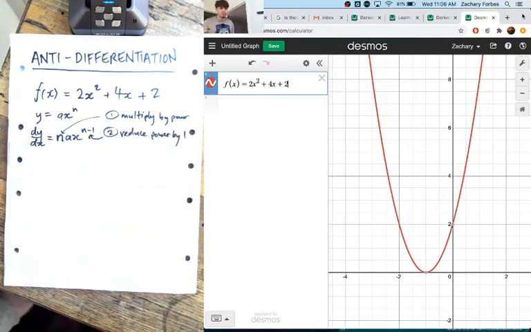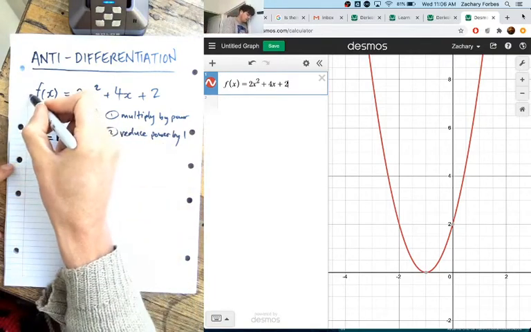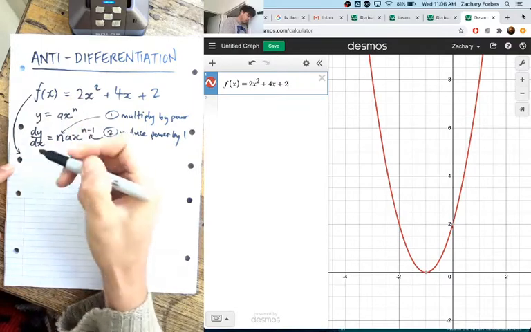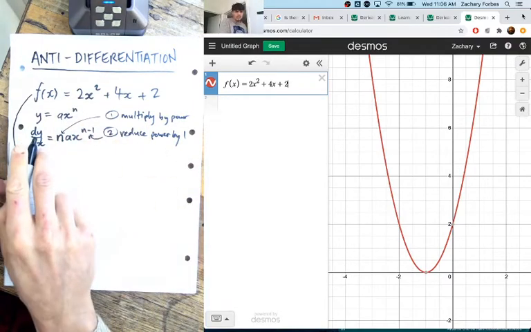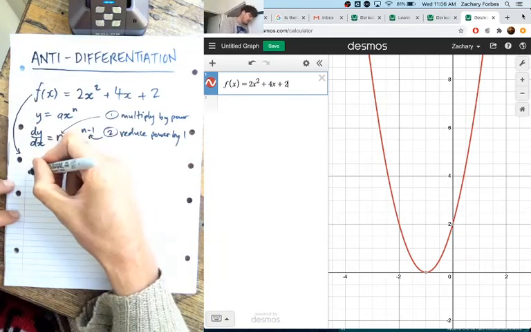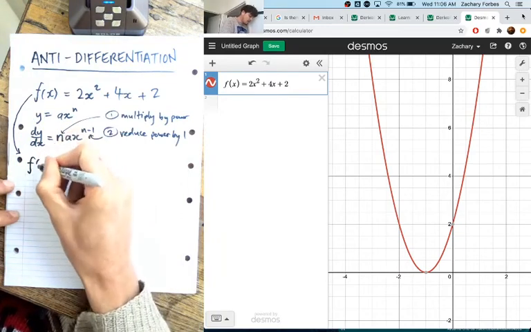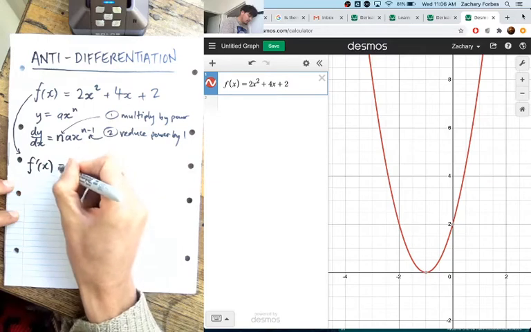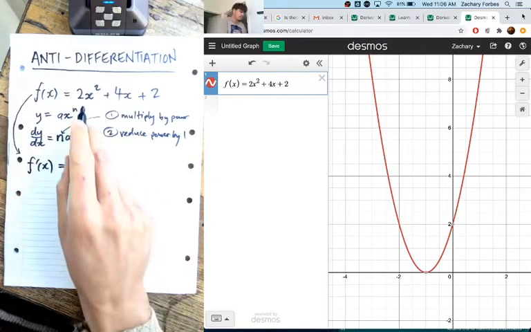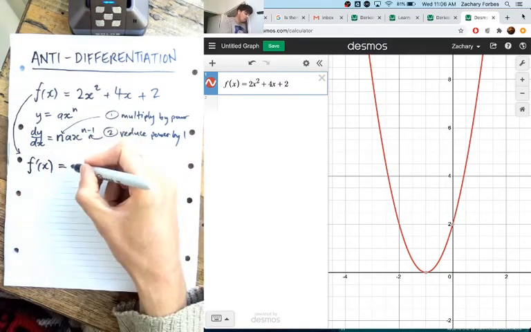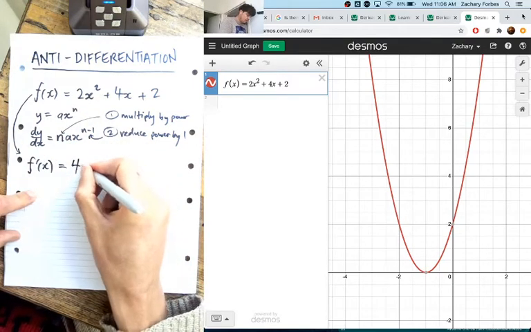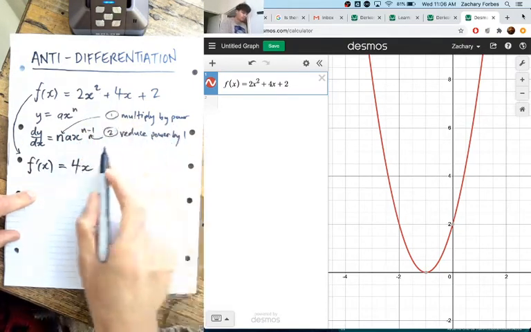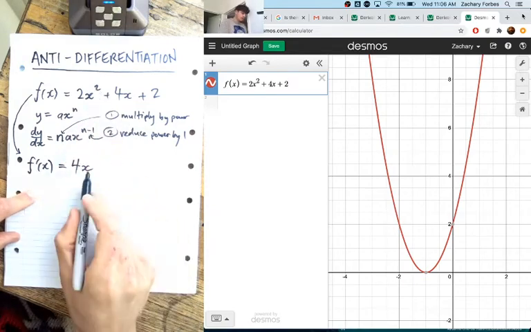So let's do that process to this function here. This is just notation, by the way: I've got y and dy by dx, and I'm going to go from f of x, and the notation we just use is f dash of x. So we've got 2x squared, so we multiply by the power: 2 times 2 is 4, 4x, and we reduce that power by 1, so that just becomes 4x.